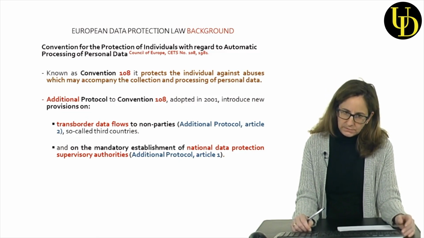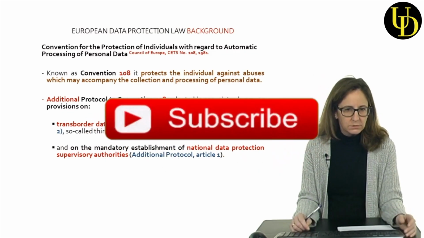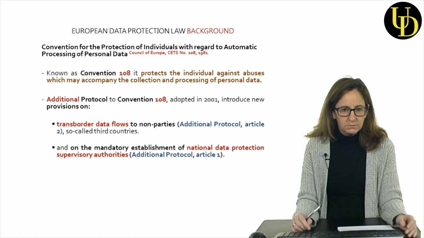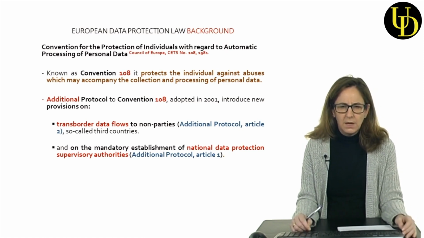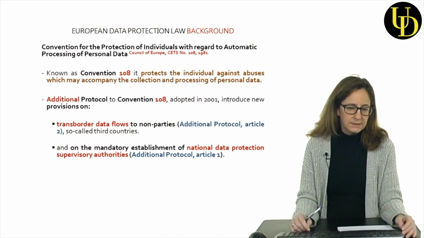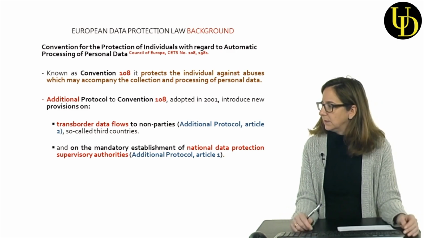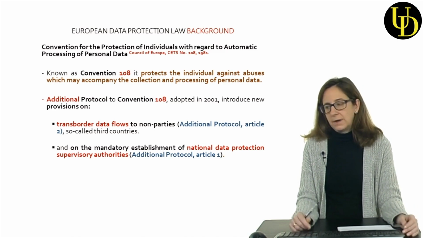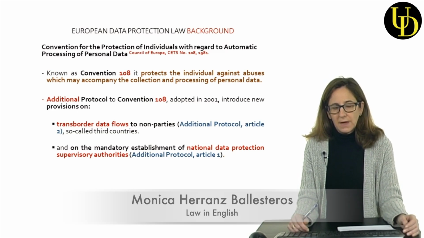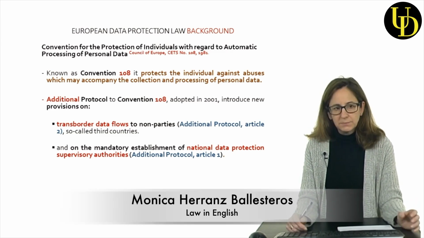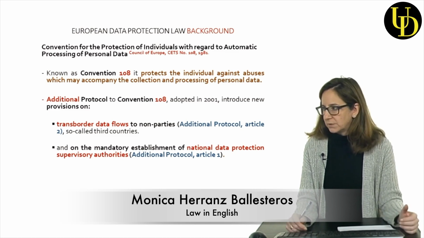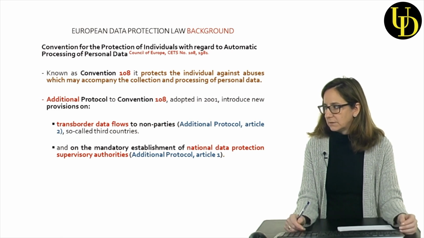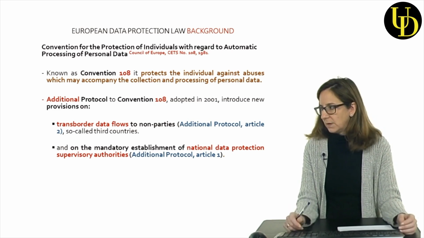If we continue with the background of the European data protection law, we have to take into account the Convention for the Protection of Individuals with regard to automatic processing of personal data. This convention was adopted in the Council of Europe in 1981 and is known as Convention 108. It protects the individual against abuse which may accompany the collection and processing of personal data. After this convention, an additional protocol was adopted in 2001, and in this protocol there are new provisions on transborder data flows to non-parties, so-called third states, and on the mandatory establishment of national data protection supervisory authorities, in particular in Article 1.